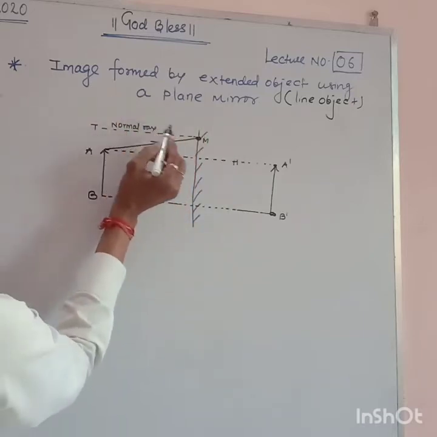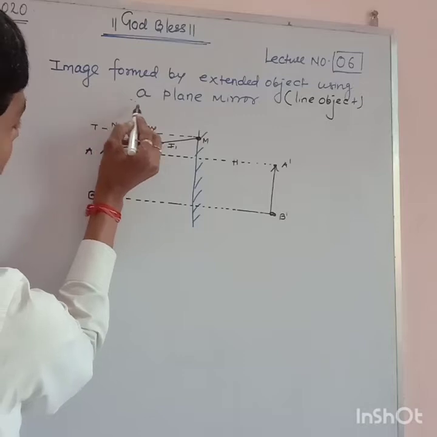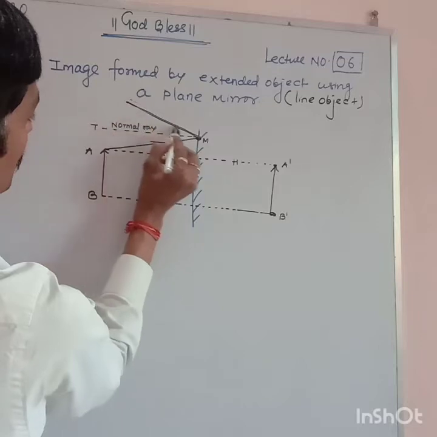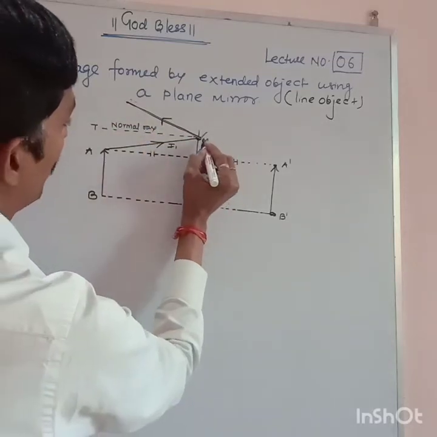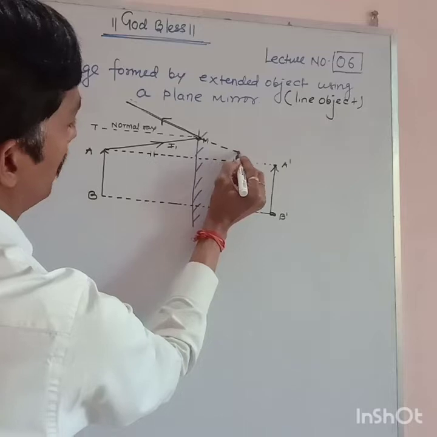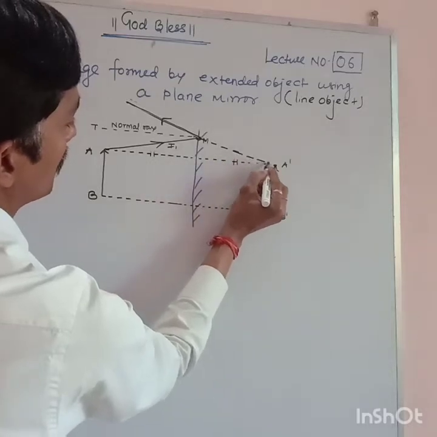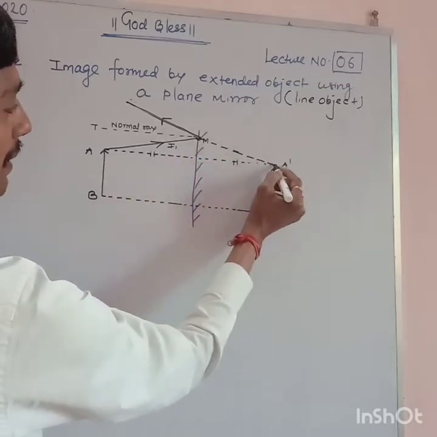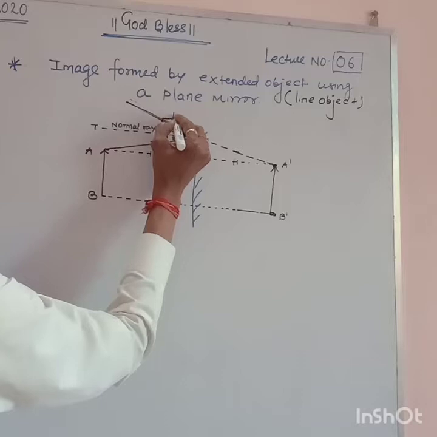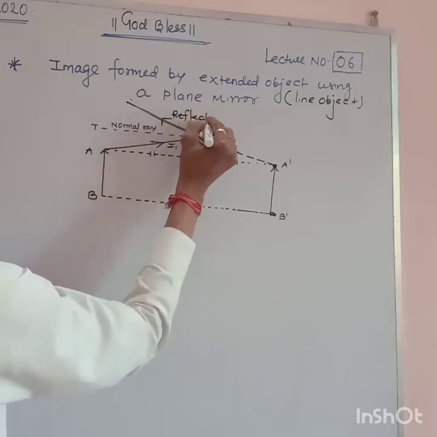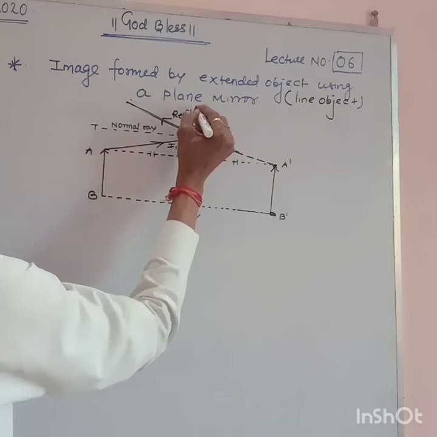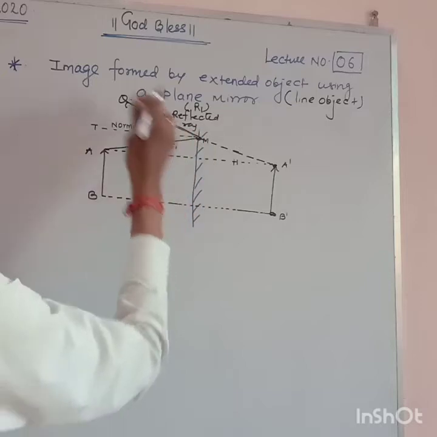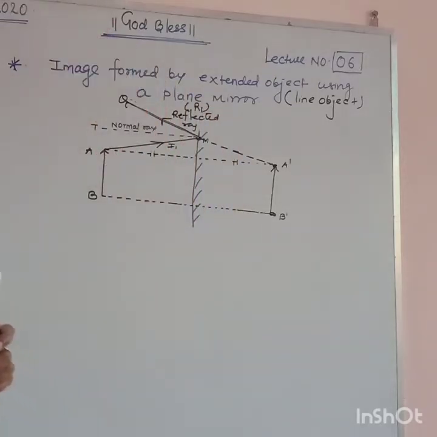Now, where will I get the reflection? Let the reflection of this ray take place here. And it will be produced back and it will meet at point A dash. This ray is produced back and meets at the point A dash. And this is the refracted ray. Let me give this as R1, and let the name be MQ for the refracted ray.